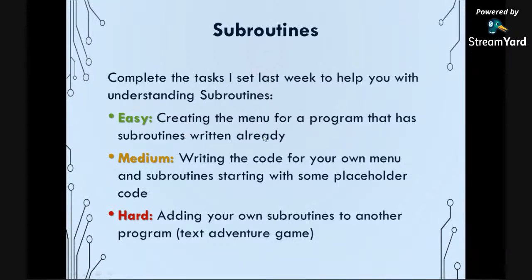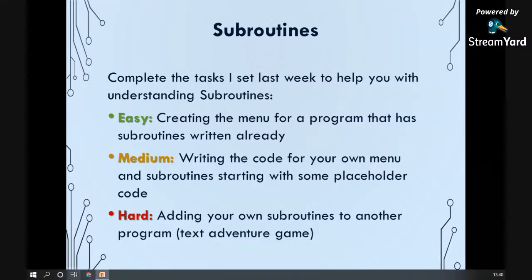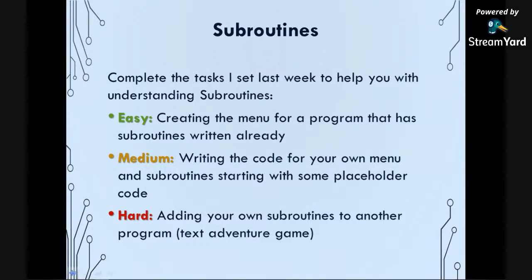Easy is to create the menu for a program that has subroutines written already. Medium task is to write the code for your own menu and subroutines, and you start with some placeholder code. And hard would be adding your own subroutines to another program. So I've given you a text adventure game, and for you to use what you see on that and just change it so that it adds your own subroutines.